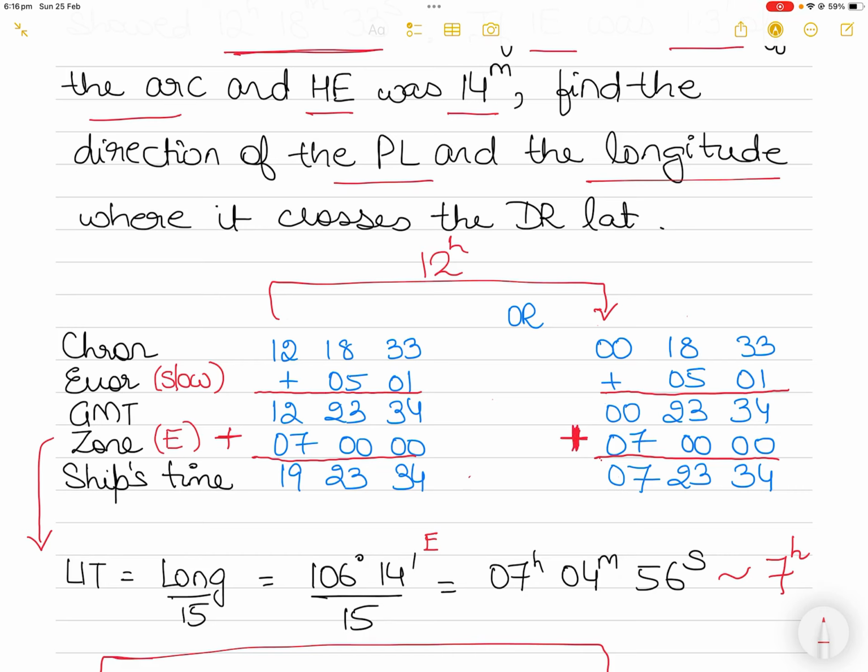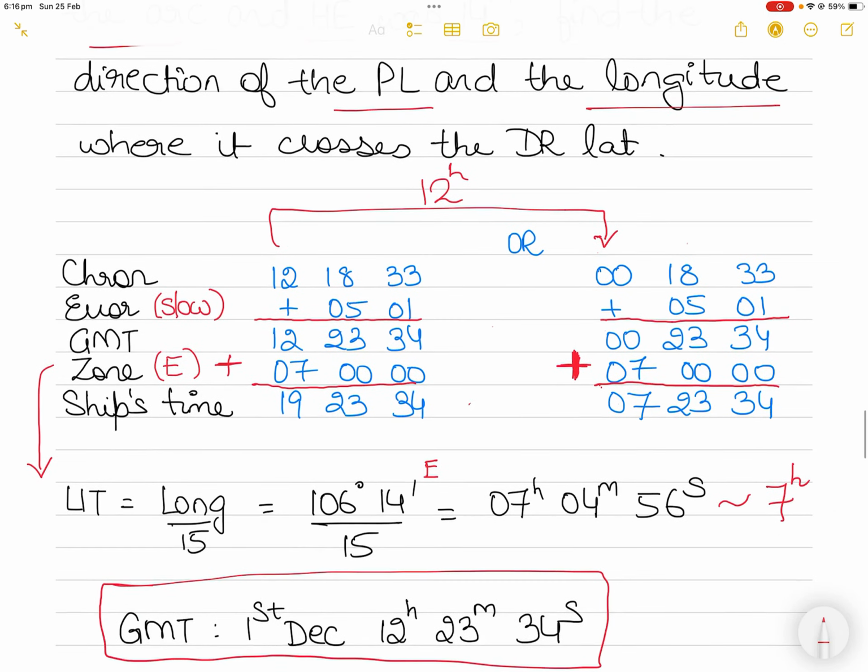Now, how do we find the zone? We divide the longitude by 15 and we find out the LIT, which is the longitude in time. So LIT has a relationship with GMT, where if you apply the LIT to the GMT, you get LMT. But the method that I use is zone, because I convert the longitude in time, LIT in this case, into a whole number. So here the LIT is longitude divided by 15, 106 degrees 14 minutes divided by 15 is 07 hours 4 minutes 56 seconds. So it is so close to 7 that I round it off to 7 hours.